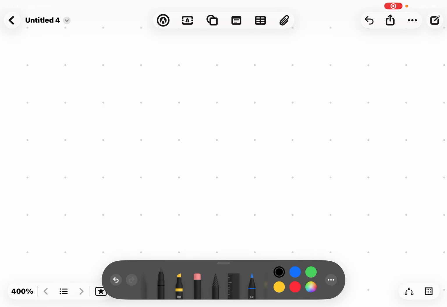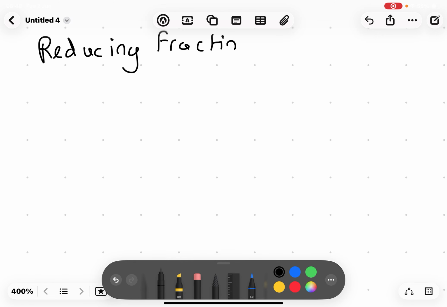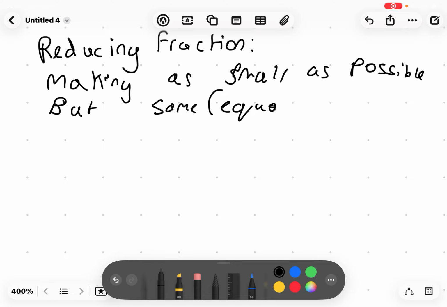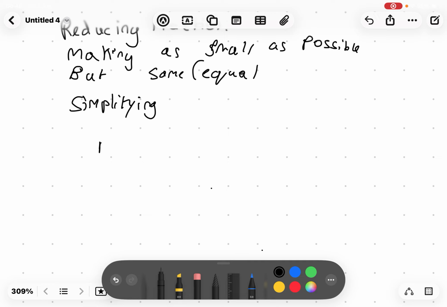After that, we're going to talk about reducing fractions. What I mean by that is making it as small as possible, but still equal to the original. You will understand. It's basically like simplifying. So let's say I have 1 over 2.